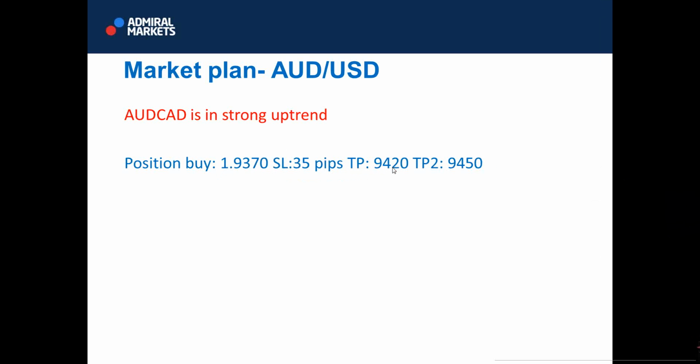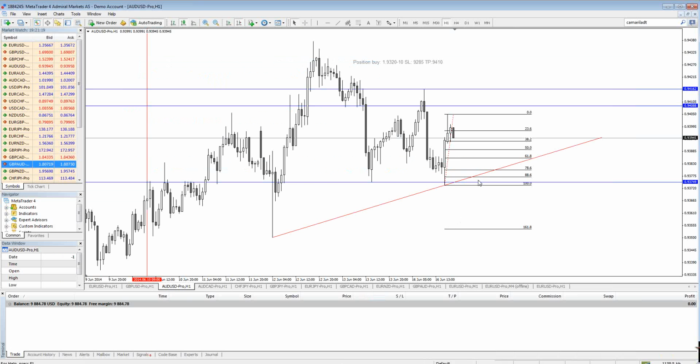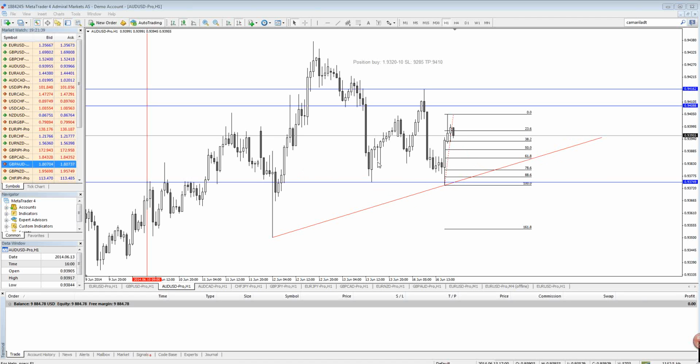35 pip stop, target 94.20, target two 94.50. So somewhere around there we might find a nice place to go long. This looks like a potential buy indeed. 1, 2, 3. Almost, this is a triple bottom. Although this was breached, the break of this double bottom made a trend line here. So I think that this level here is well protected.